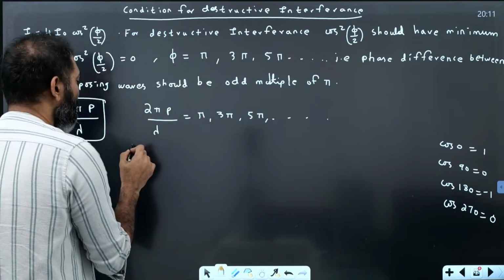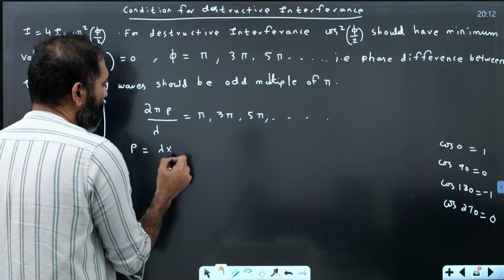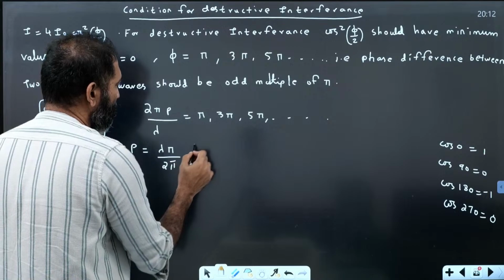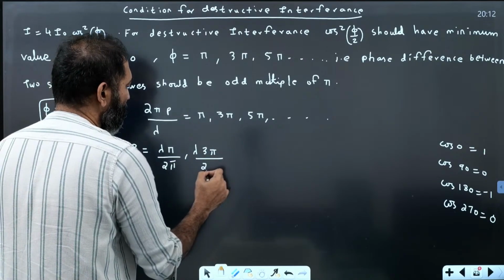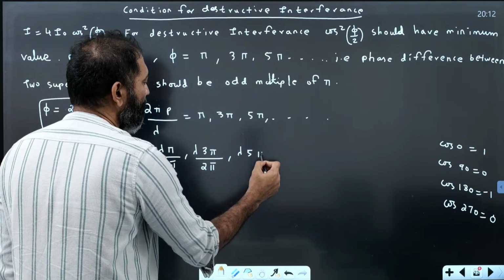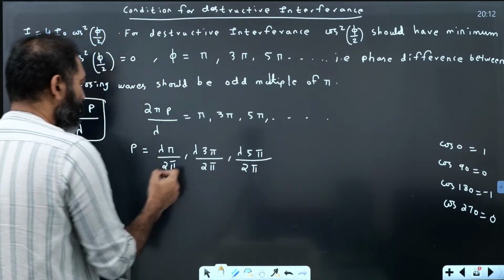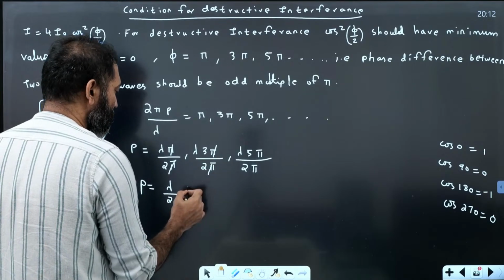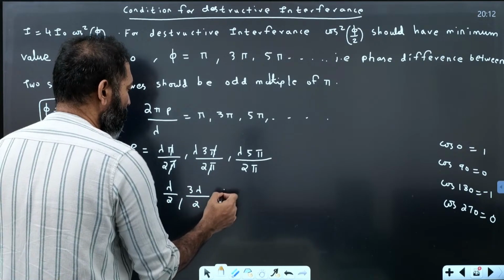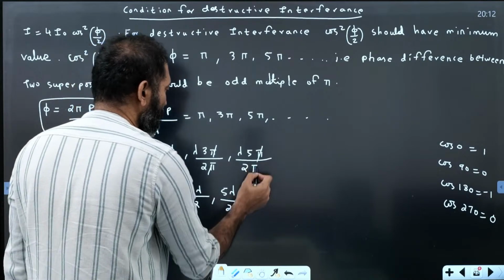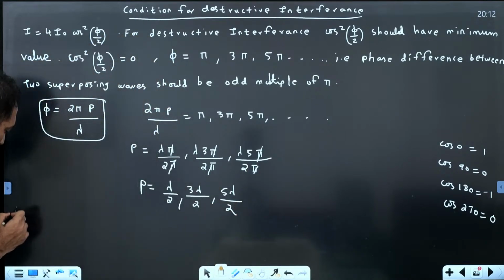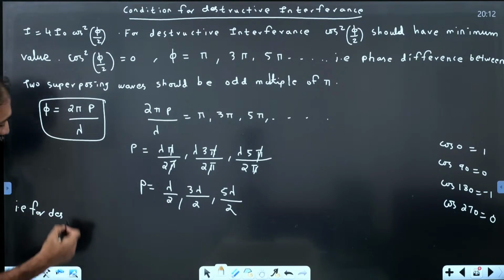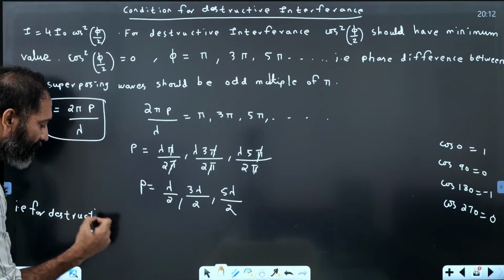So path difference is equal to lambda pi divided by 2 pi, lambda 3 pi divided by 2 pi, lambda 5 pi divided by 2 pi. That means path difference is equal to lambda by 2, 3 lambda by 2, 5 lambda by 2. That is for destructive interference.